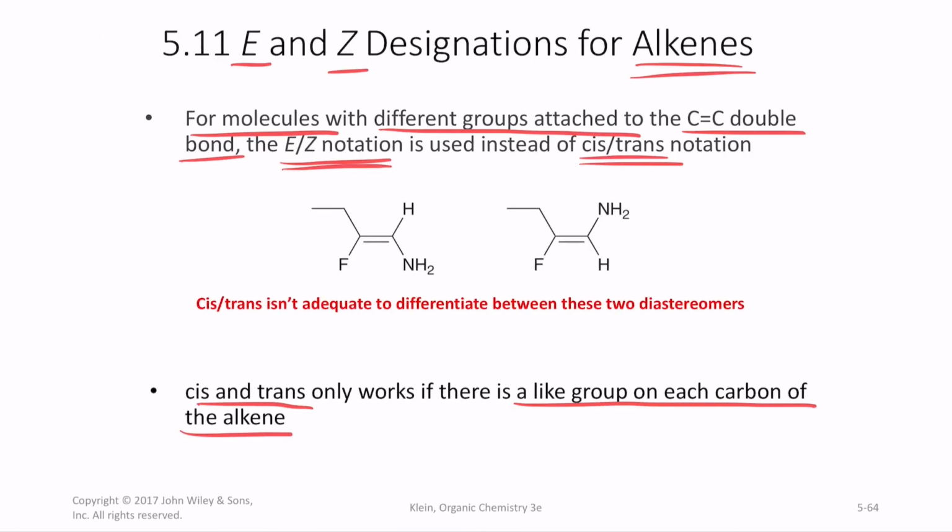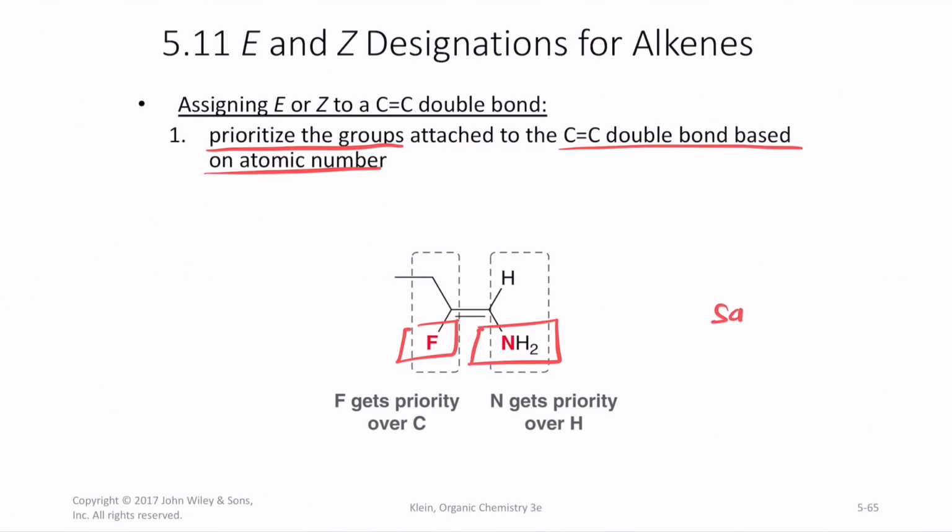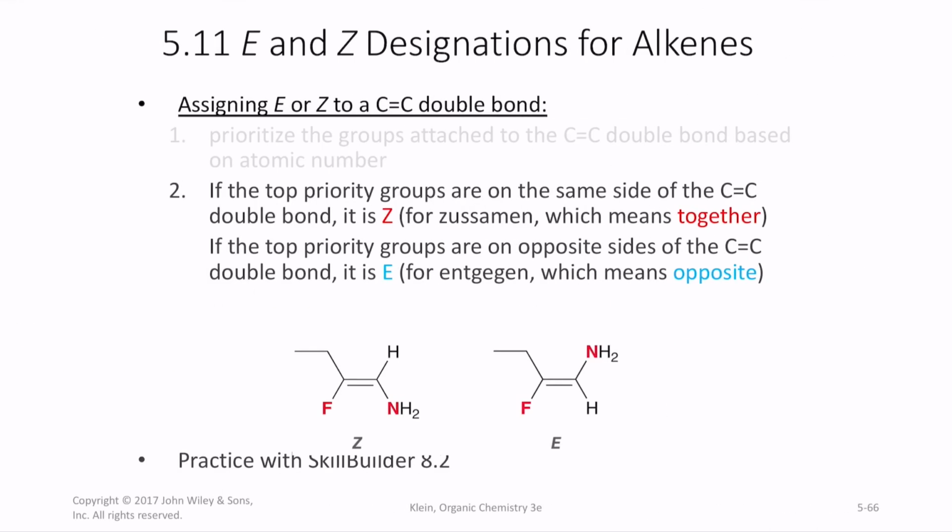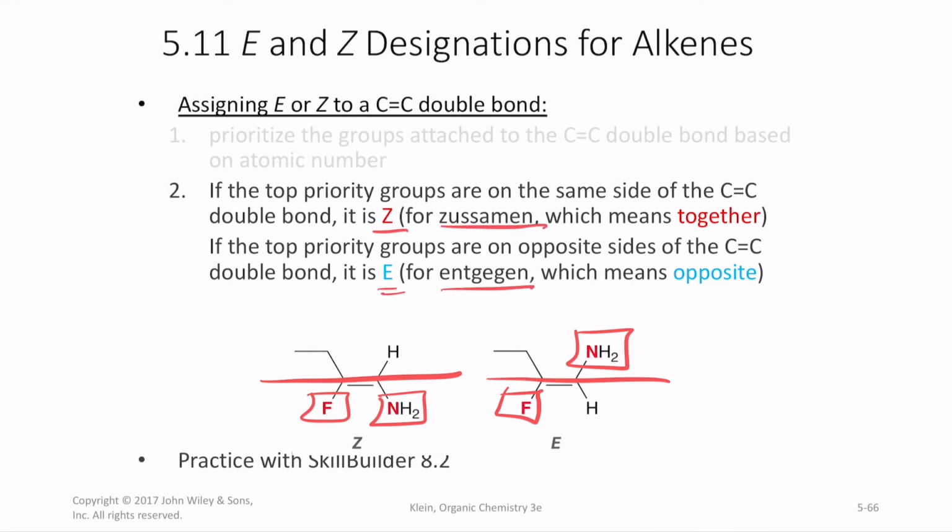If the groups with the higher priority are on the same side, we call that the Z isomer. If they are on the opposite side, we call that the E isomer. So this is the difference between E and Z isomers. Z if they are on the same side, and E if they are on the opposite sides of the plane, so we consider this as the plane. These come from the German words zusammen and entgegen. So these are the two terms that are used to separate alkenes based on EZ designation.